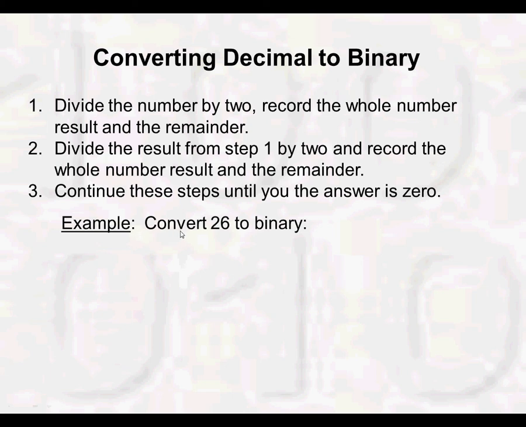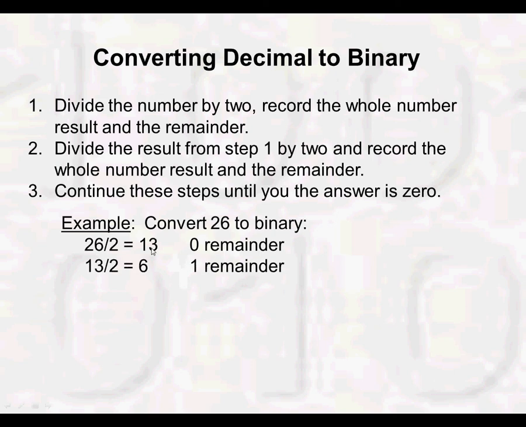So let's take a look here. Convert the number 26 to binary. Well, 26 divided by 2 is 13, and it divides evenly. There's nothing left over. It's an even number. So I take that answer, divide it by 2. 13 divided by 2 goes 6 times, and I have 1 left over. Because it's an odd number, I can't divide evenly, so I have 1 left over.